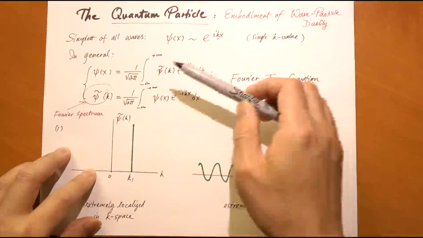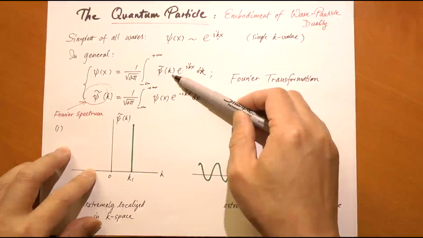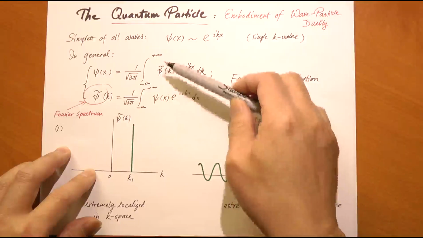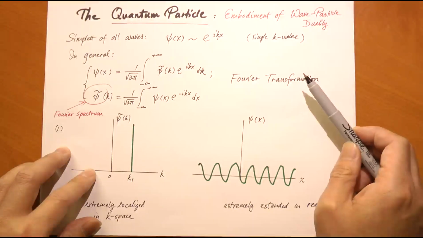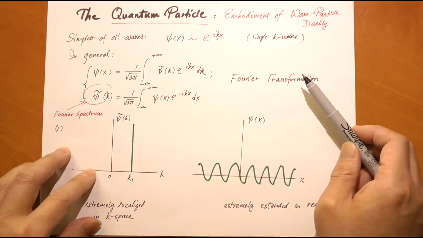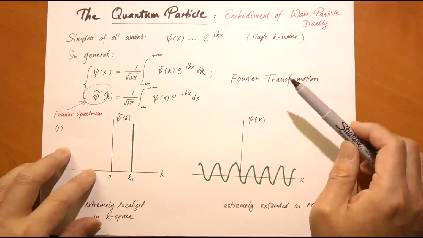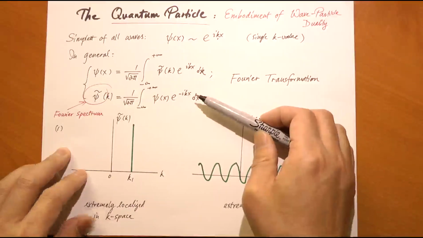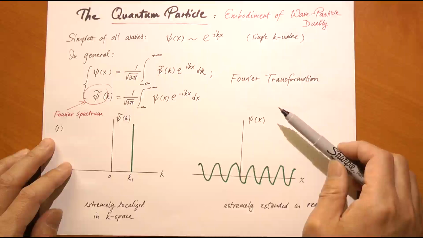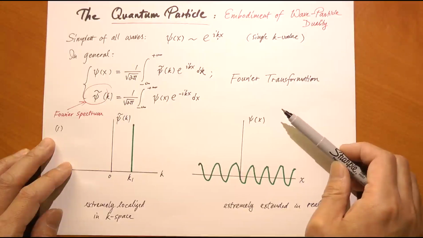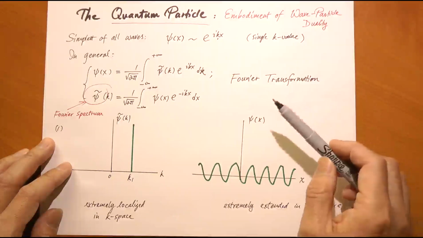So you see, I can go from psi to its image function and from the image function back to psi. This pair of equations is called the Fourier transformation. This is well known long before the birth of quantum mechanics. This is a mathematical tool we use a lot in any wave analysis. And we're going to first do some mathematical review of the Fourier transformation, because it will be very useful in our understanding of the wave description of particles.